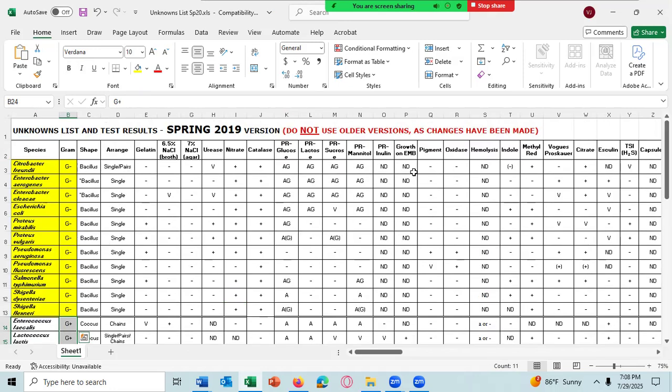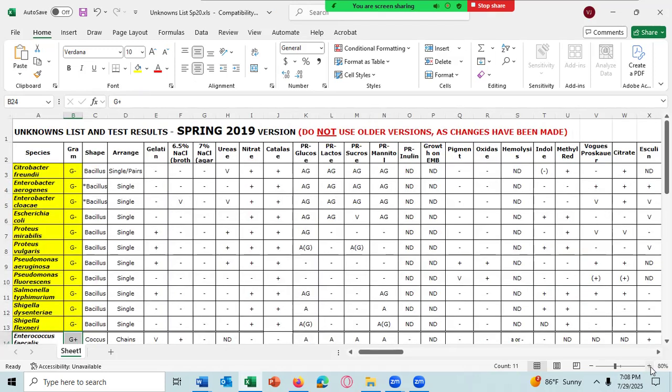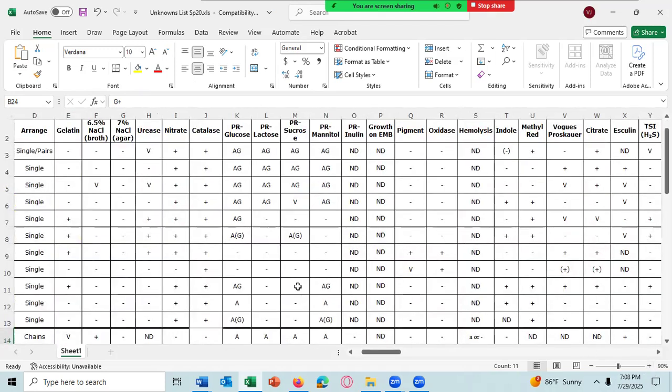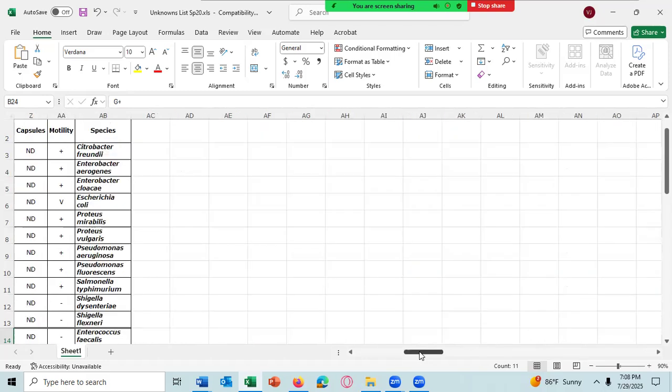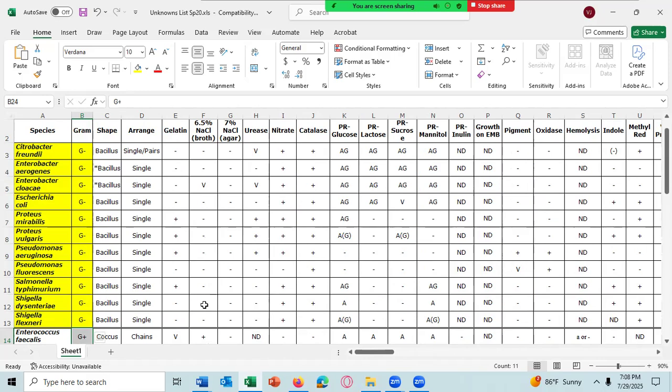I'll also give you the gelatin hydrolysis test. Let me blow this up a little so I can see it better, which should be this test here. And if it is negative, it then narrows it down to these species here. Let's go all of these. And then remove that one.